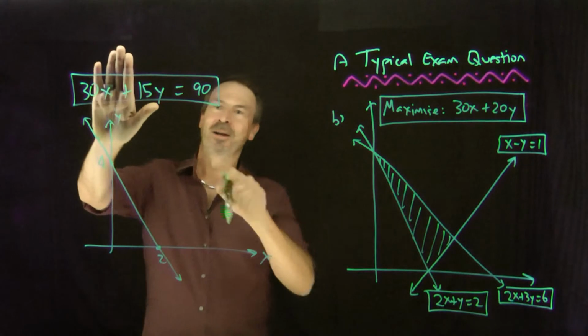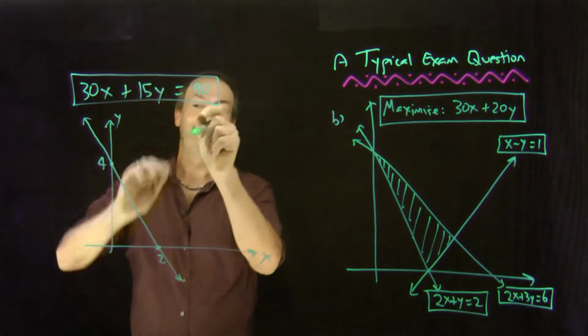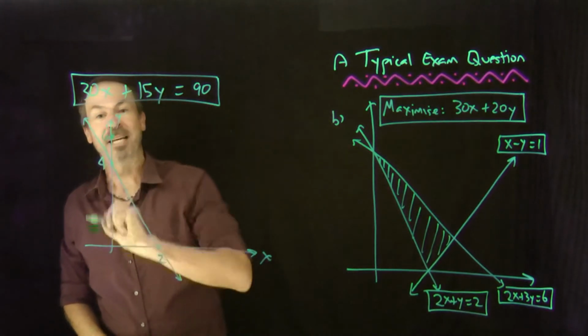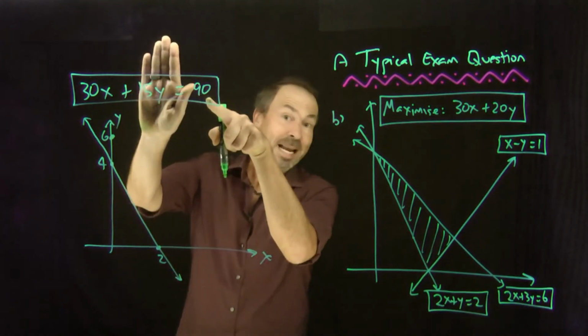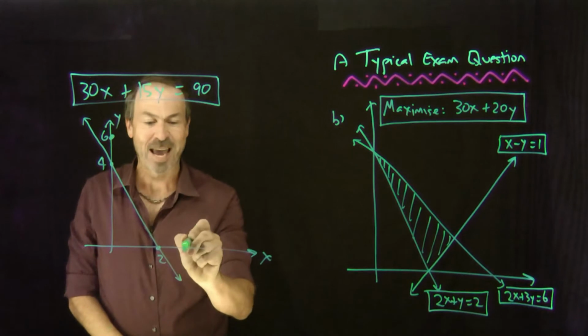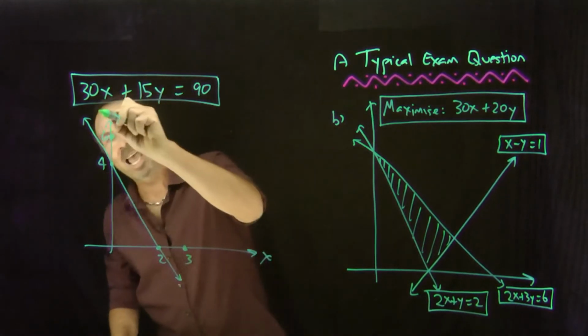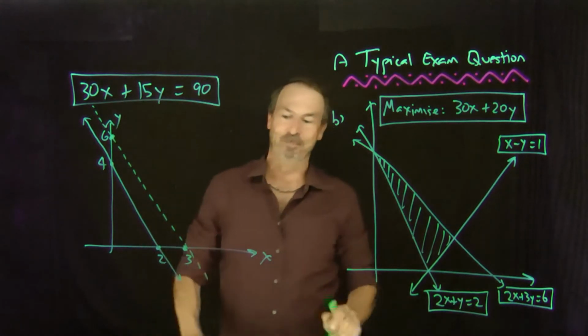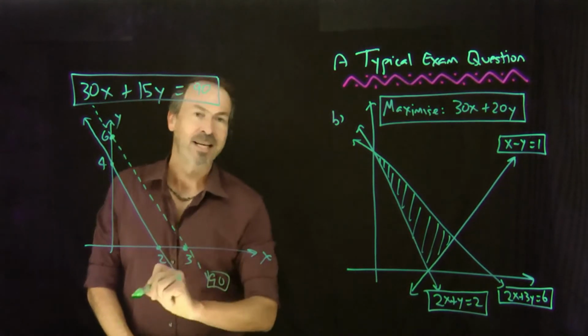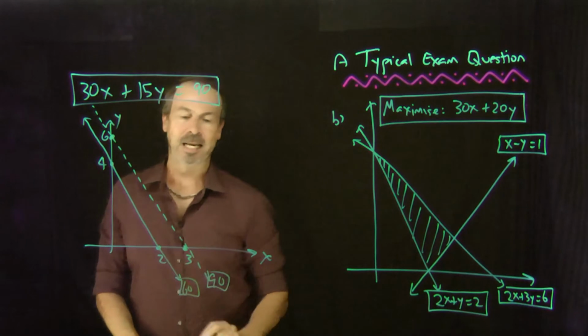When x is 0, 15 times 6 is 90. Yes, I needed a bigger value of y. Now it had to be 6. And when y is 0, 30 times 3 makes 90. I need a bigger value of x. I did need bigger values. So actually the line of 30x plus 15y equals 90 is this line. Here's all the points that give the value 90. Here's all the points that give the value 60.